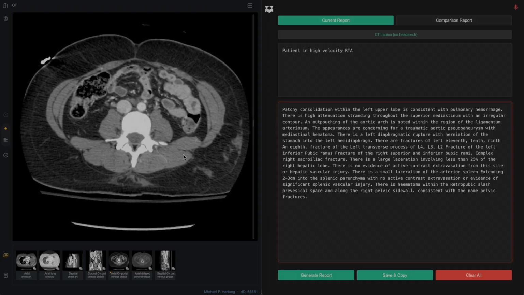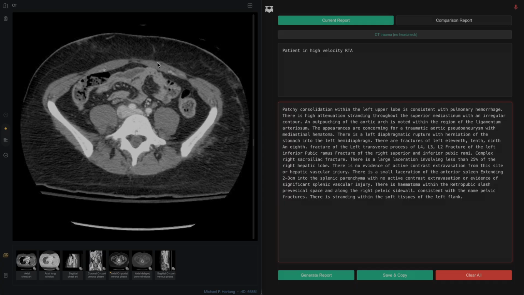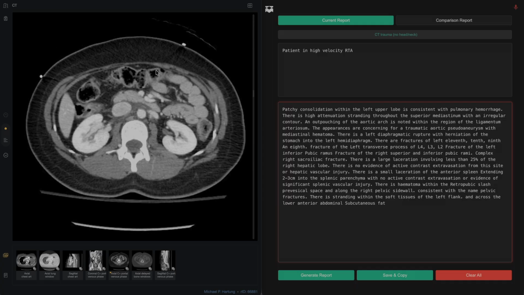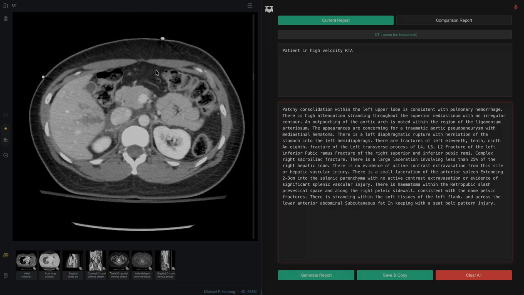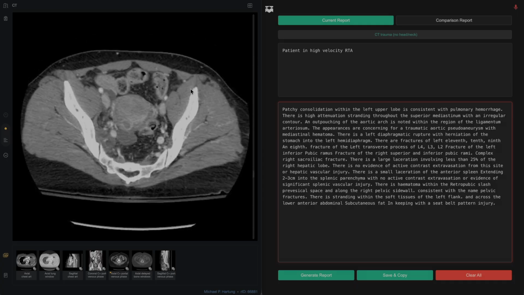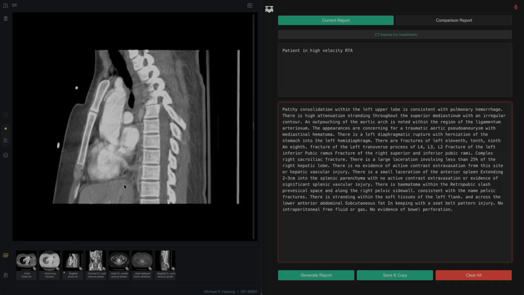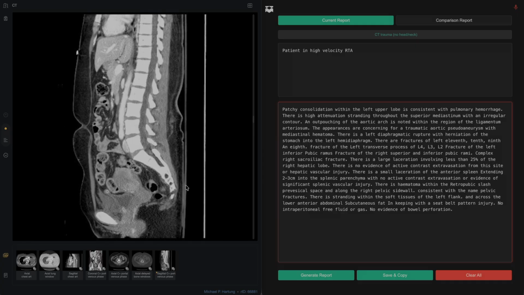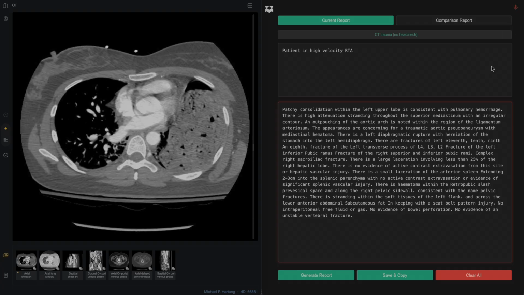There is stranding within the soft tissues of the left flank and across the lower anterior abdominal subcutaneous fat, in keeping with a seatbelt pattern injury. No intraperitoneal free fluid or gas. No evidence of bowel perforation. No evidence of an unstable vertebral fracture. The rest of the scan appears normal.